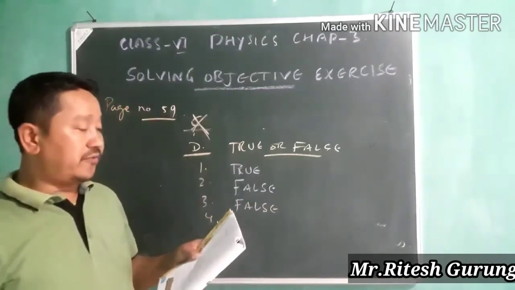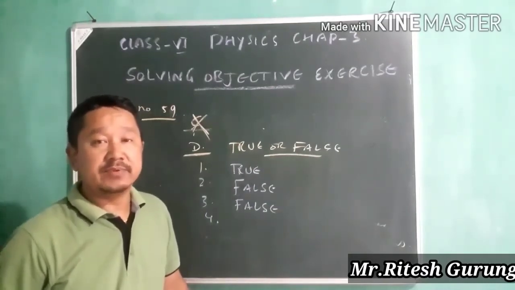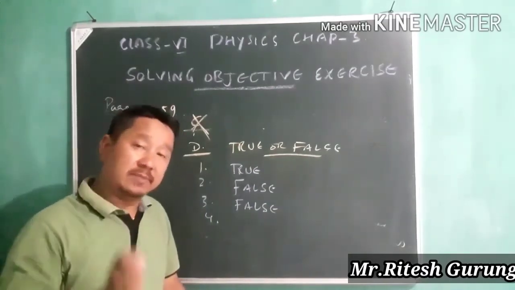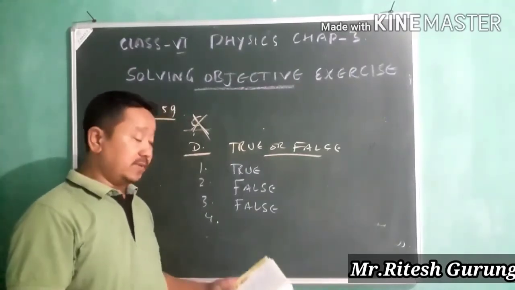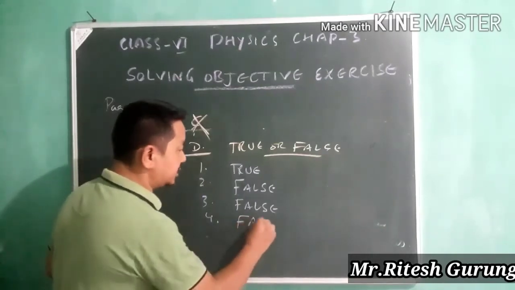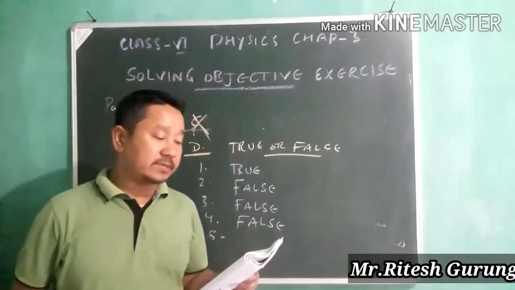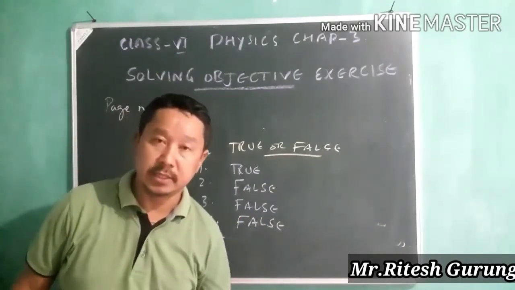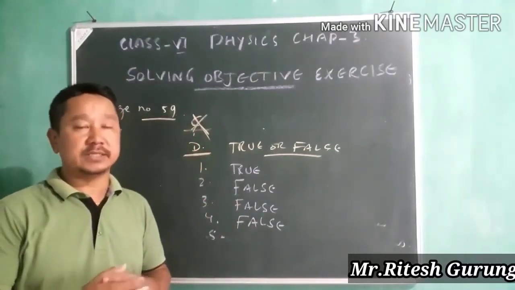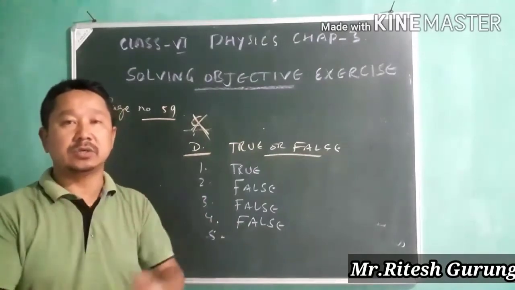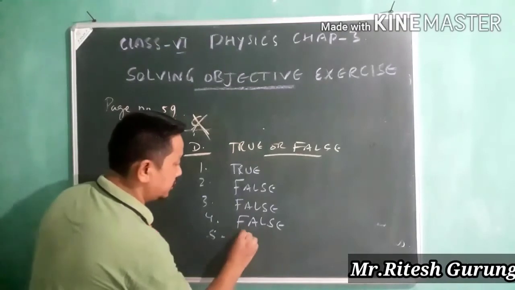Number 4. The friction has no limit. The question is saying friction has no limit. No, there is a limit. We call it limiting friction. So the given statement is wrong, so it is again false. Alright. Then number 5. Friction can be reduced by streamlining the body of the moving object. So friction can be reduced by making the body of the objects in a streamlined fashion. That is true.